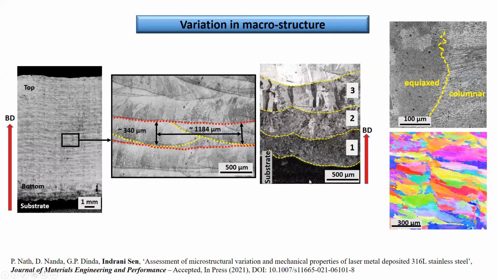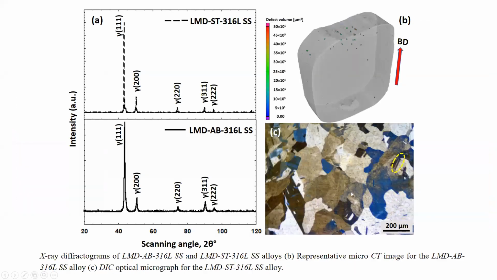We can see columnar grains here, and very fine grains here, the ones near the substrate, because the differences in cooling rate lead to such variation in the properties. The higher magnification shows this variation in the microstructure even more clearly. Now, AB here stands for the as-built one. What we have done is apply the conventional heat treatment procedure to the additively manufactured one.